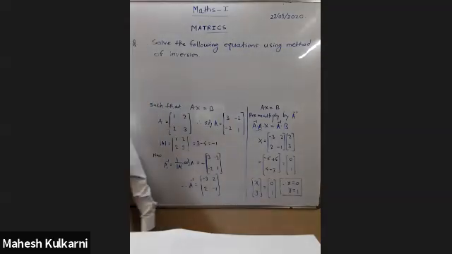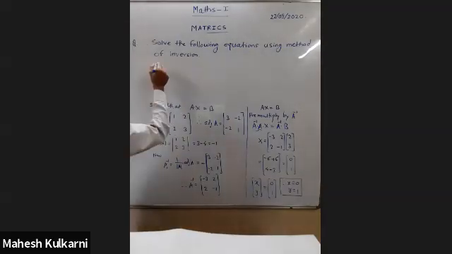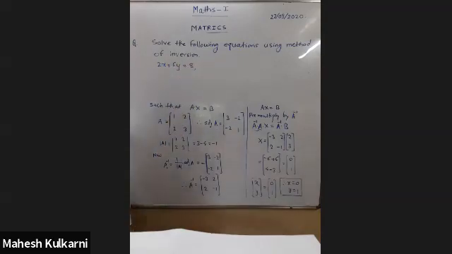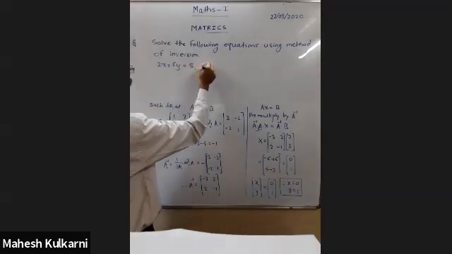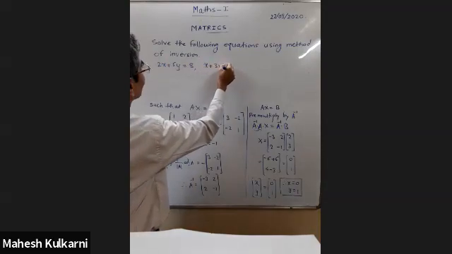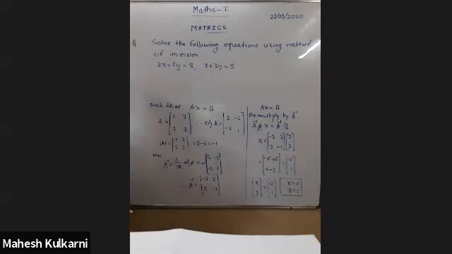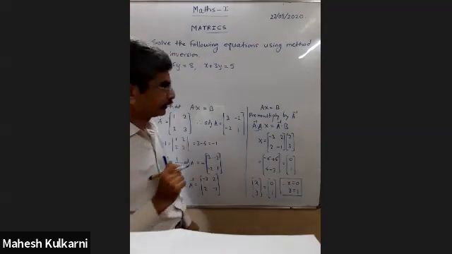Take one more example. 2x plus 6y is equal to 8, and x plus 3y equal to 5. Let us solve these equations by using the method of inversion.